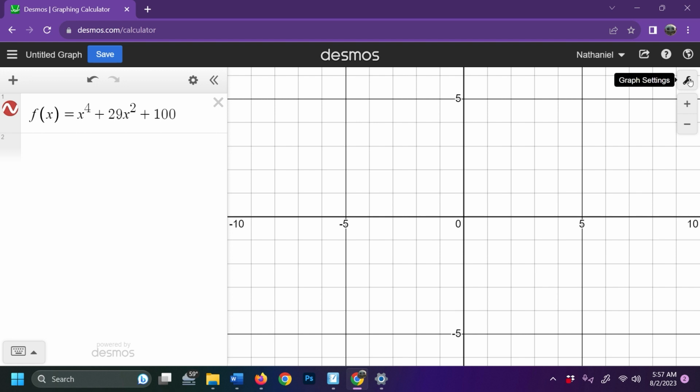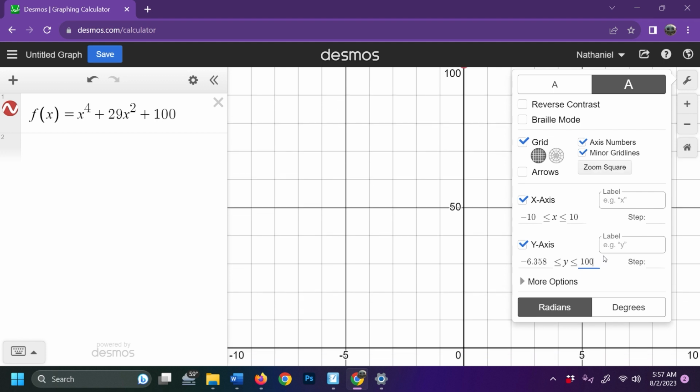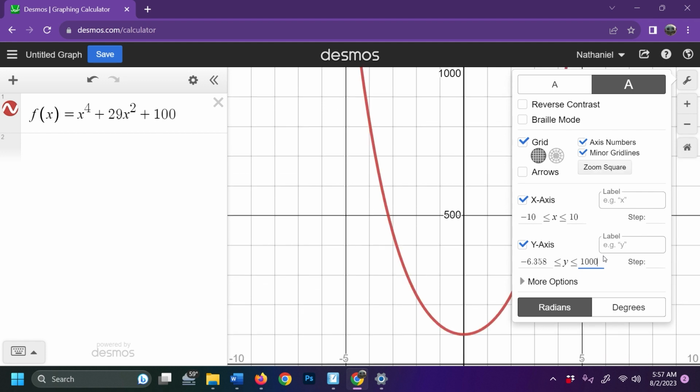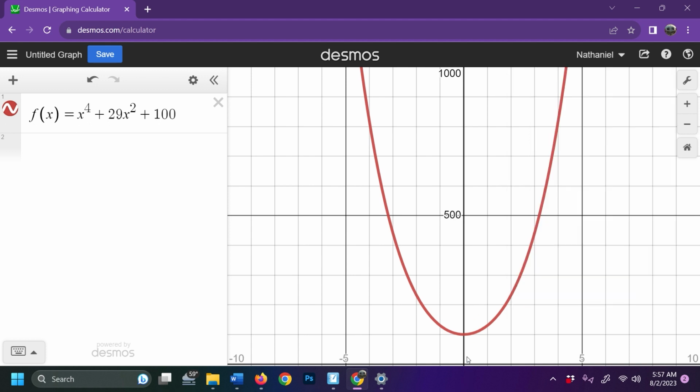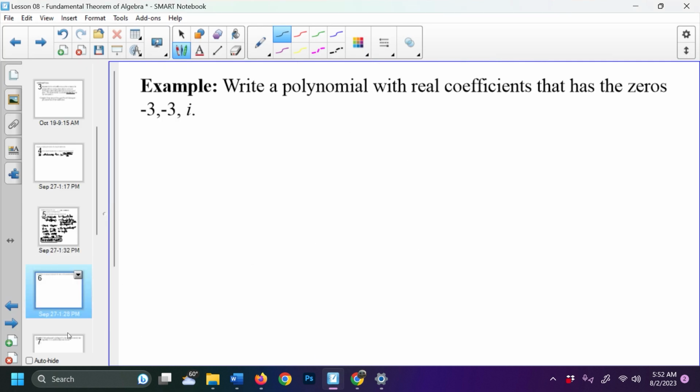So let's go and hit our graph settings and go to the y-axis and use that powers of 10 method to at least try and see what we want to see. So start with a 1, I'll add a 0, I'll add another 0, and we know we had the bottom there. And so there is our graph. Not a whole lot going on there. And clearly it doesn't cross the x-axis anywhere, and we know that it wasn't going to because all of the zeros were imaginary.